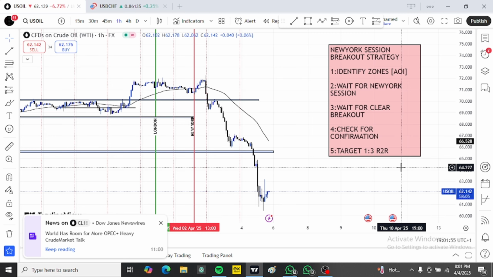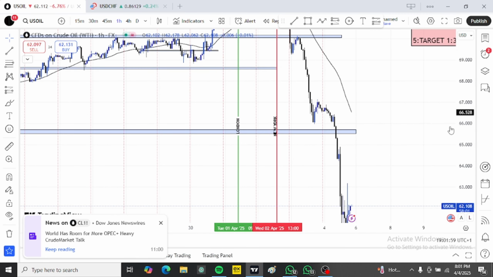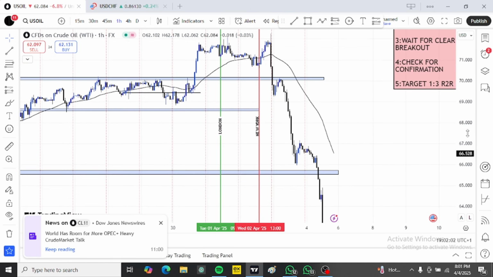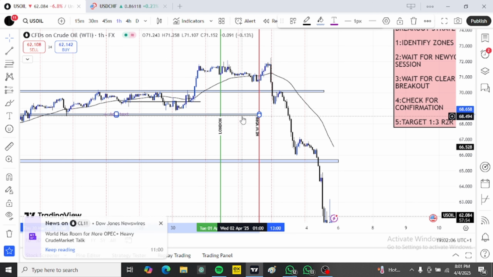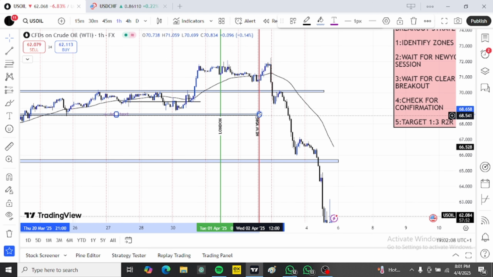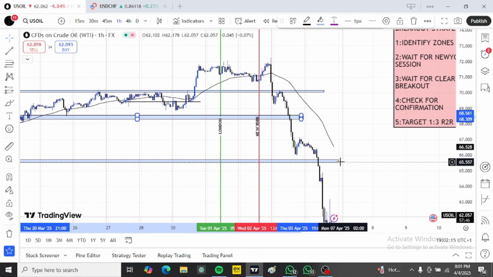According to the rules, the first thing you should do is identify the zones. I've already identified my own zones here on the 1 hour time frame. This is a resistance zone, this is a support zone that turned into resistance, and this is the main line of support here.